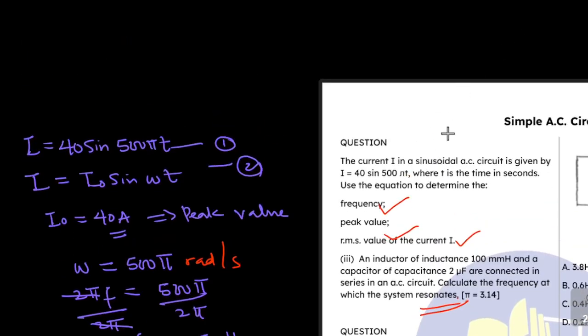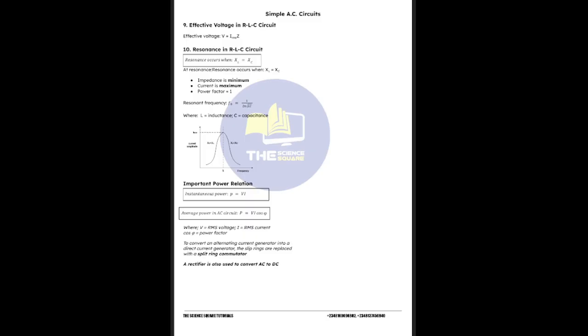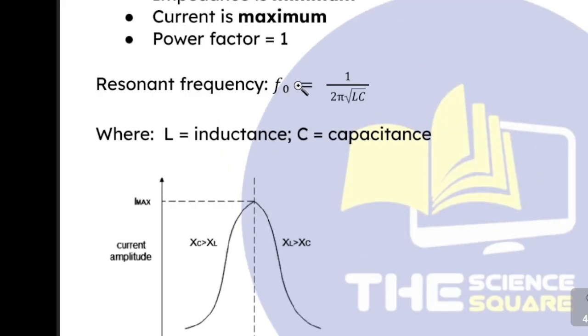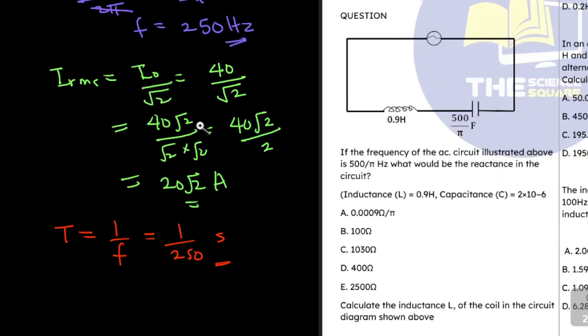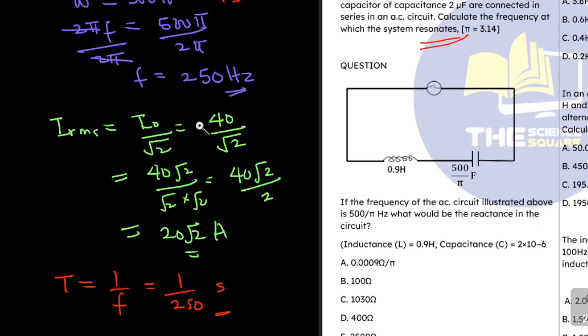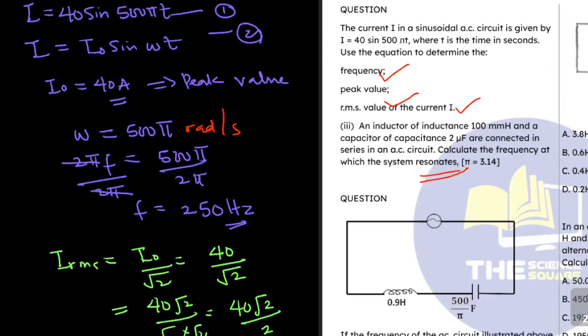Okay, and if you remember, in the previous video we derived the equation at resonance. Let me zoom in a bit. At resonance, the frequency is 1 over 2 pi square root of LC. So all we need to do is look at the given question and extract all the given information. Then you will get your answer without any stress.